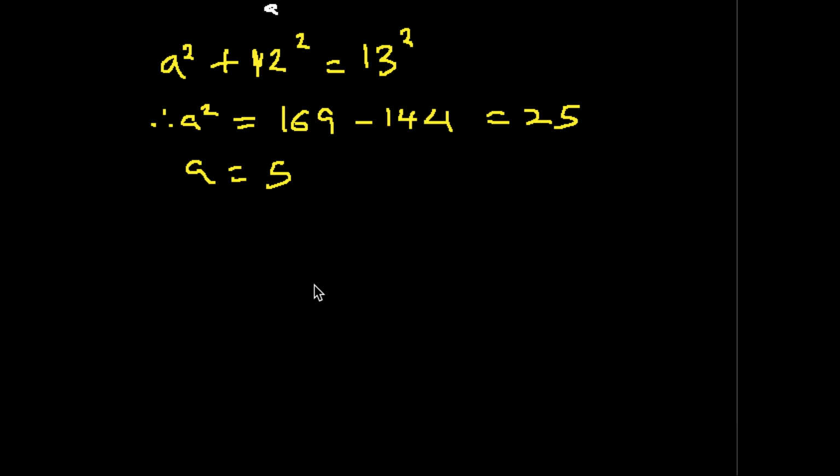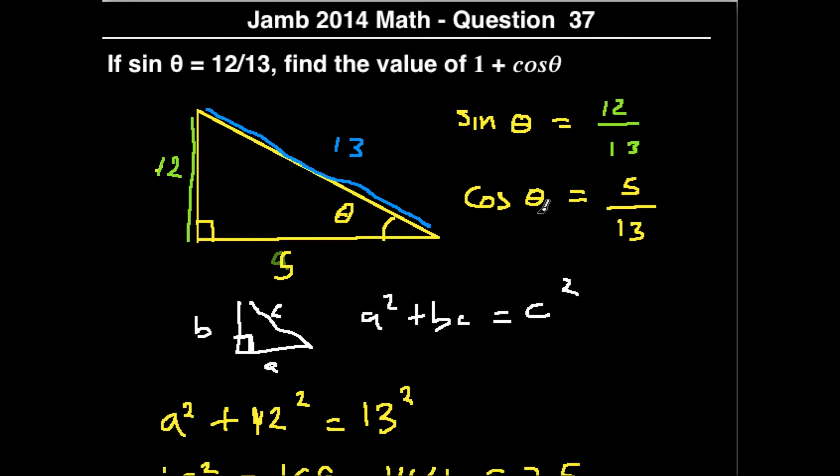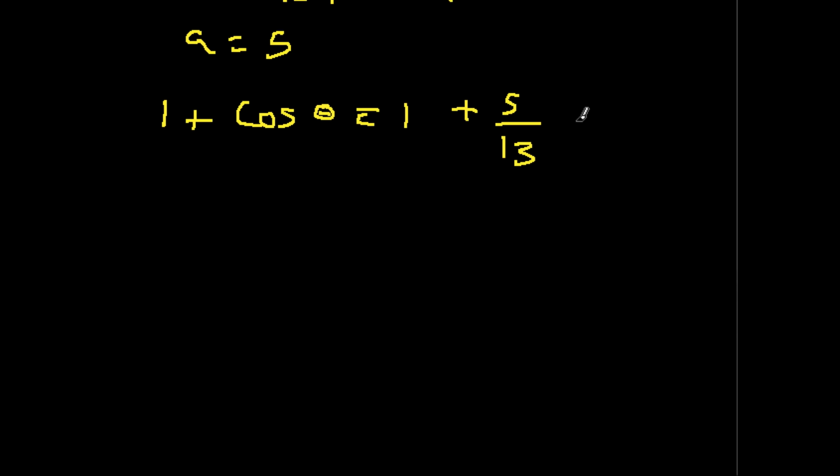So let's do that. 1 plus cosine of theta is equal to 1 plus 5 over 13, which is equal to 13 plus 5 over 13, which is equal to 18 divided by 13.